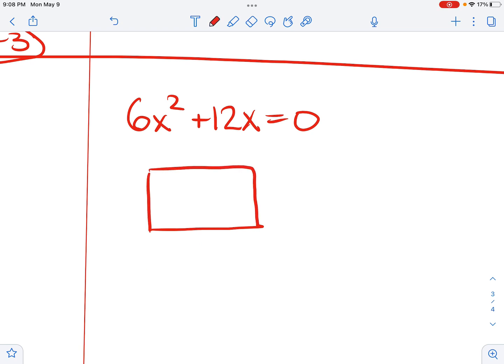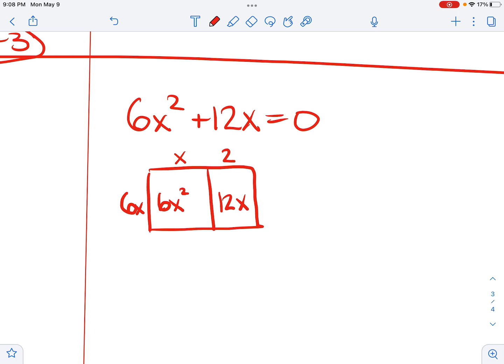So instead of drawing a box that way, I'm going to draw the area model this way instead. And then I'm just going to put the 6 here in the x. And I can do this in lots of different ways, but this is just one strategy. 6x times x is 6x squared. If I have a 6 here and I need a 12, then I need a 2 here. And since I have an x here and an x here, I don't need any extras.